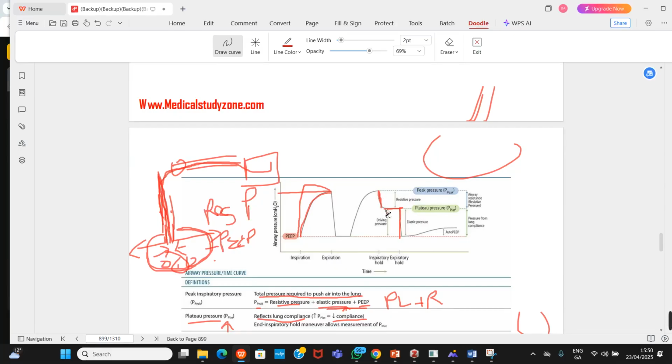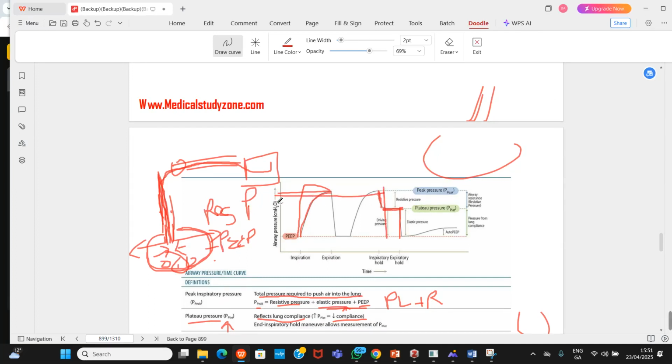So that is why, when you want to measure the plateau pressure, you try to eliminate resistive pressure. The way you can eliminate resistive pressure is by doing the inspiratory hold maneuver. At this point here, they will do inspiratory hold. From this point to this point is the resistive pressure. Then the pressure from this point to this point is the plateau pressure. Once you see a plateau like that, you know that at that point the plateau pressure is reading.